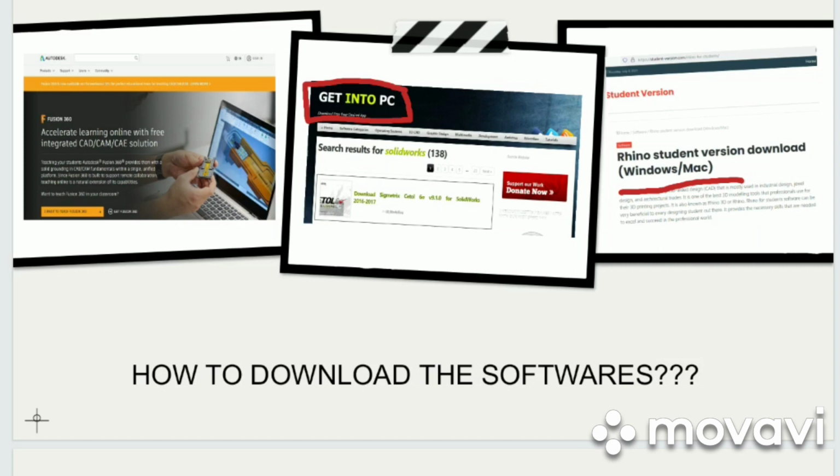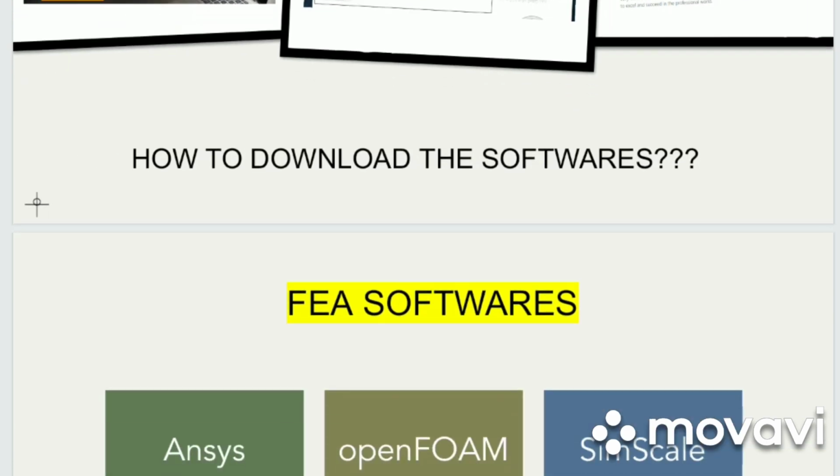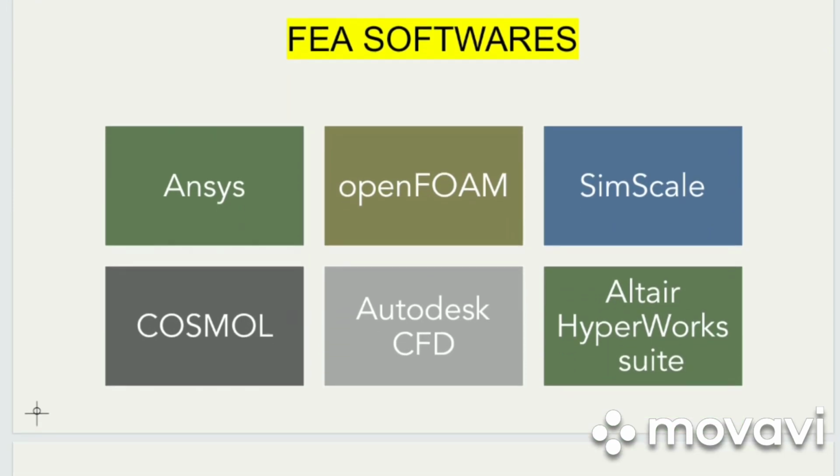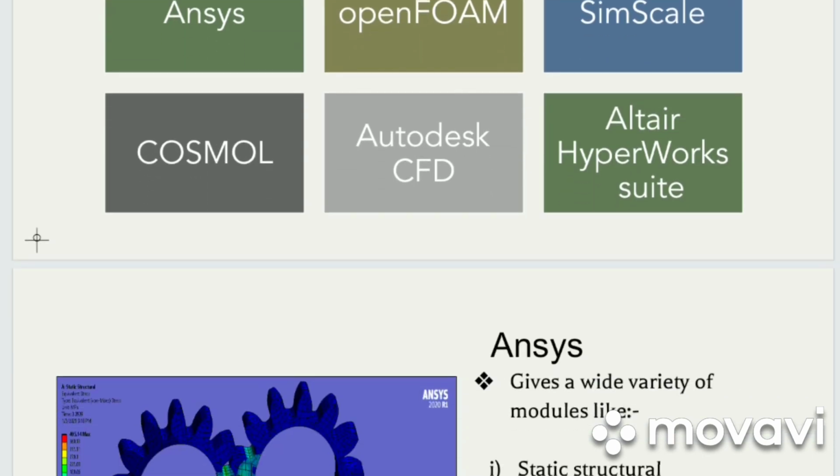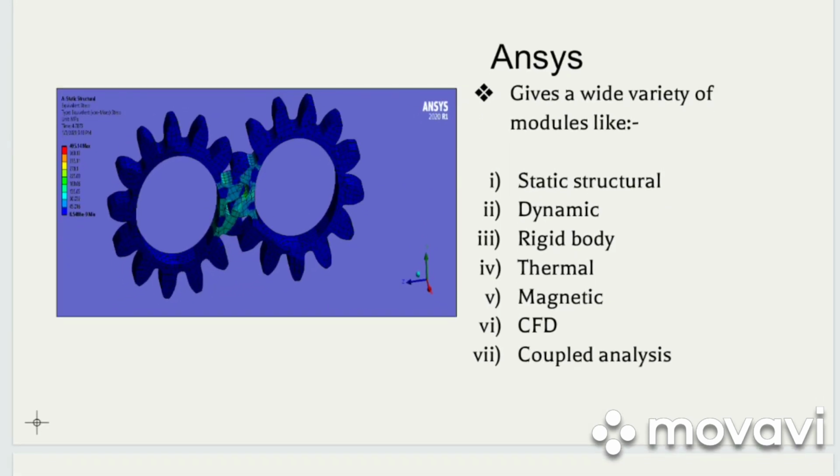Now this is all about the different kinds of CAD softwares. Now let's have a look at the FEA softwares. Now the FEA industry is very huge, and here also I am focusing on some of the leading FEA softwares like Ansys. Then we have OpenFOAM, then SimScale, COSMOS, Autodesk CFD, and Altair HyperWorks. Now let's see one by one.